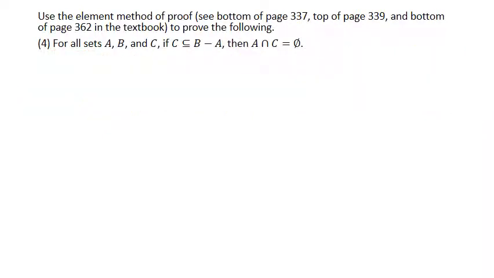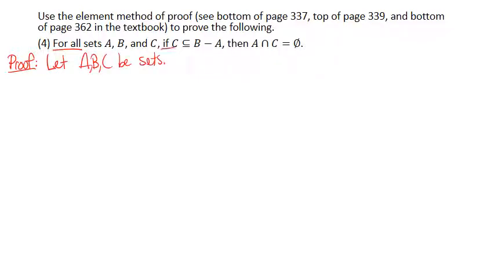Okay, let's look at number 4. For all sets A, B, and C, if C is a subset of B minus A, then A intersect C is empty. Okay, so we'll just start off this proof like all the others. We'll translate this for all statement into a let statement. So let A, B, C be sets.